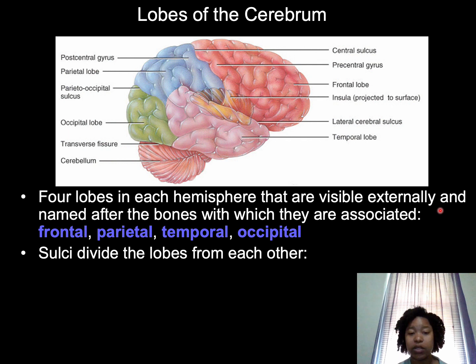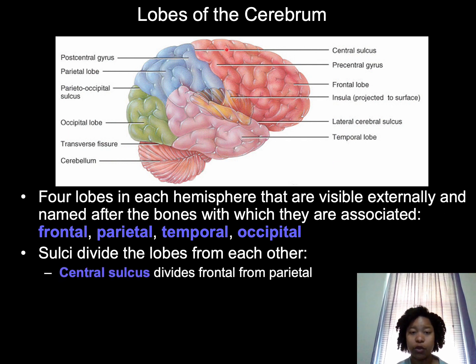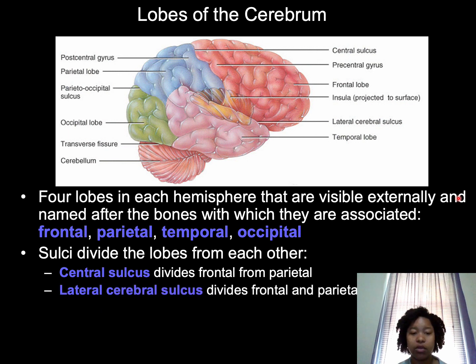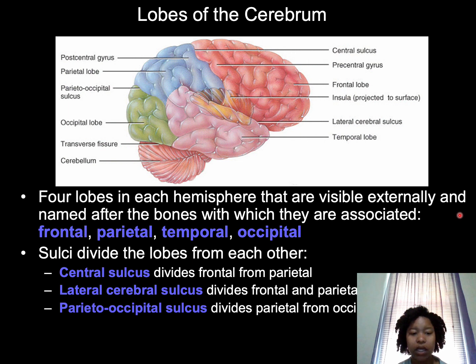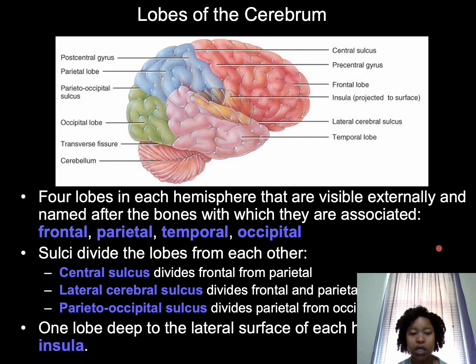The sulci, like we said, divide the lobes from each other. So here's your central sulcus that divides the frontal from the parietal lobe. The lateral cerebral sulcus, which divides the frontal lobe from the parietal lobe, but like on the side. The parieto-occipital sulcus, which divides the parietal lobe from the occipital lobe.